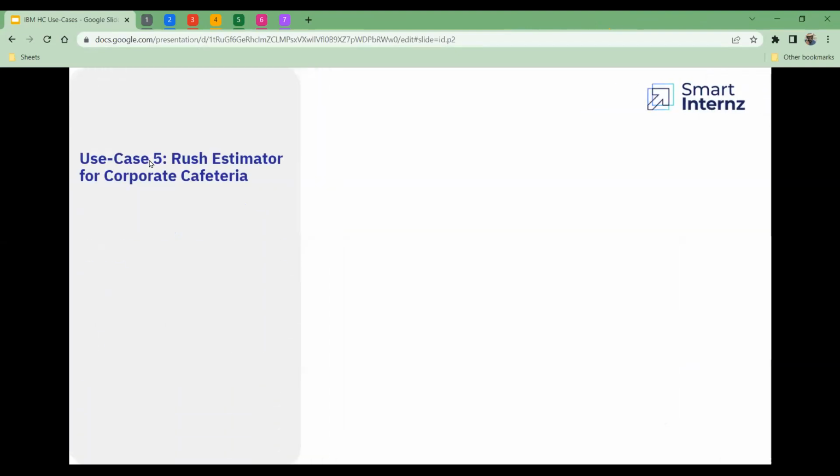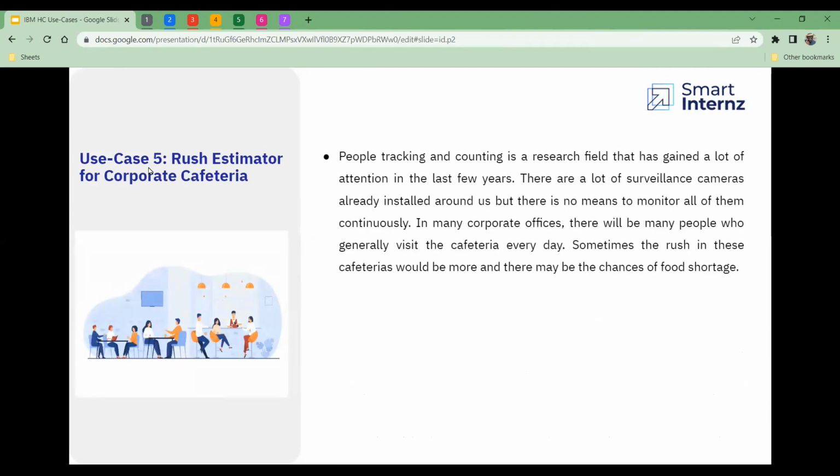That's use case 5, a rush estimator for a corporate cafeteria, okay. So why do we need a rush estimator? First, let's discuss what a rush estimator does. Rush estimation is estimating how many people will come. So how can we estimate how many people will come?